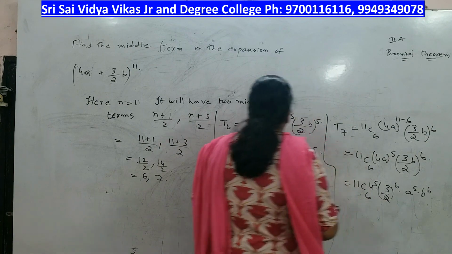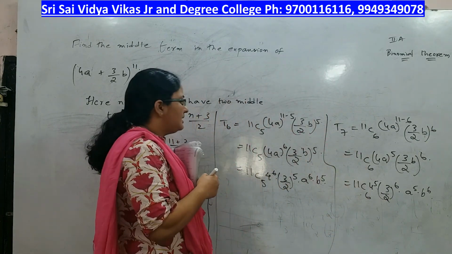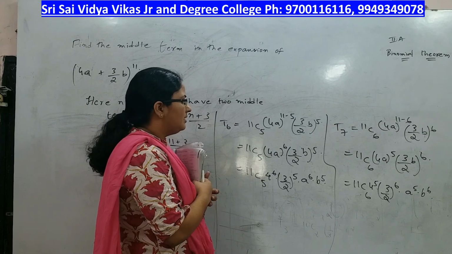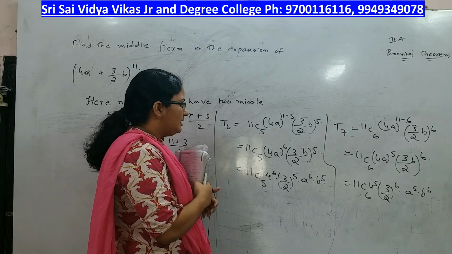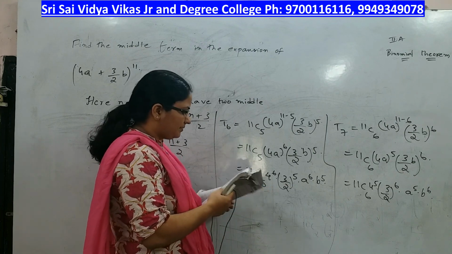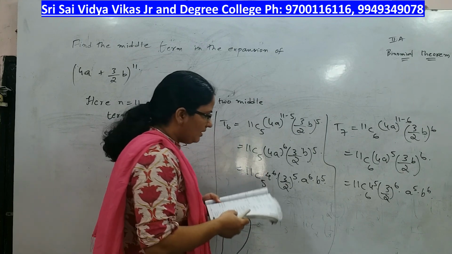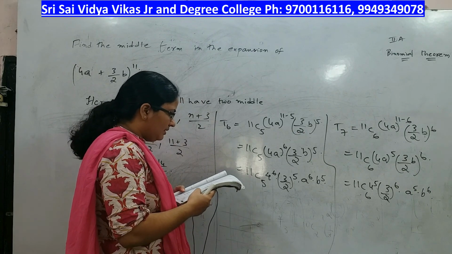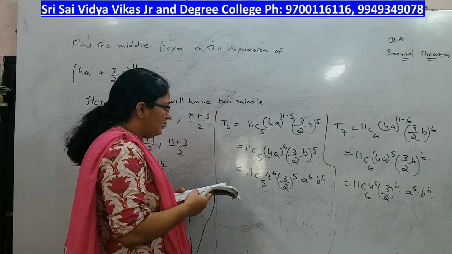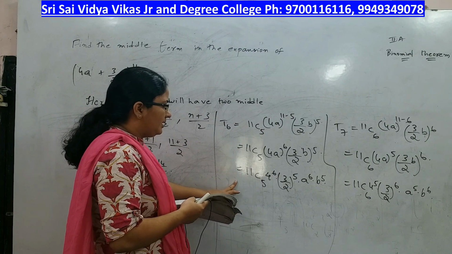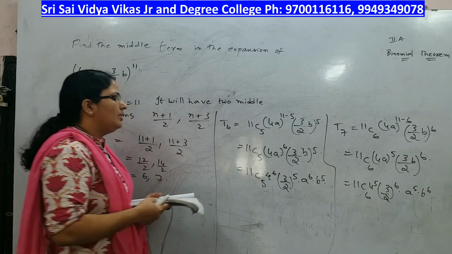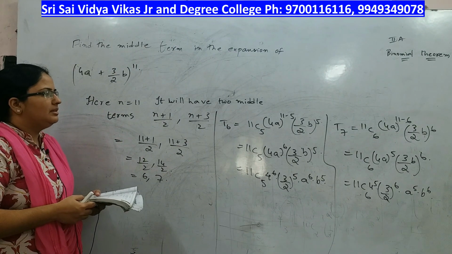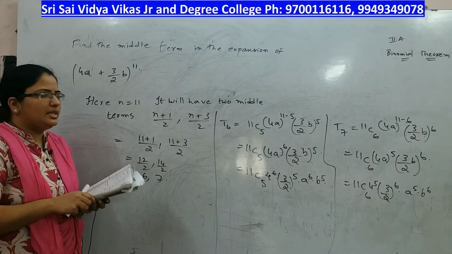So that is about the problem. This is the sixth term and this is the seventh term. The sixth and seventh terms are the middle terms. These two are the middle terms. We can expand or we can leave it here. This can be left over here, or you can go for the expansion. So that's about today's problems, children. Remaining problems we will continue in the next session.